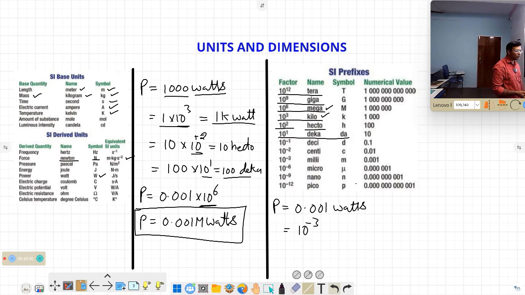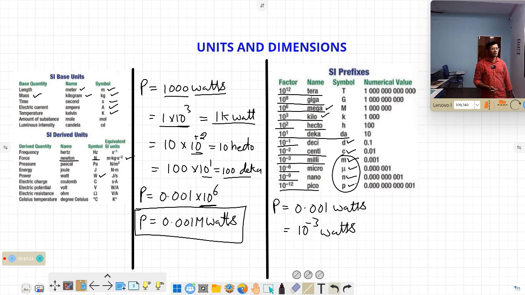That means 1 into 10 power minus 3, I can write, that is watts. So what is 10 power minus 3 called? If you see this one, 10 power minus 1 is called deci, 10 power minus 2 is called centi, 10 power minus 3 is called milli, 10 power minus 6 is called micro, 10 power minus 9 is nano, 10 power minus 12 is called pico. From here to here, these 4 are most important while solving problems until your completion of second year, and in competitive examinations. These terms will come: milli, micro, nano, pico.